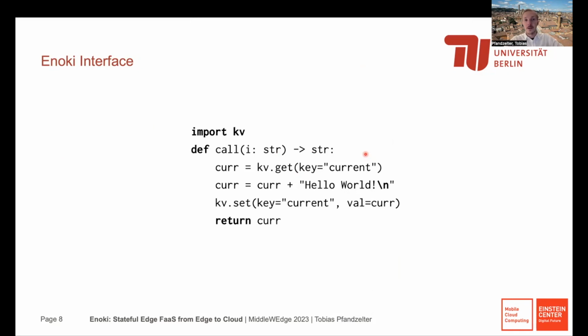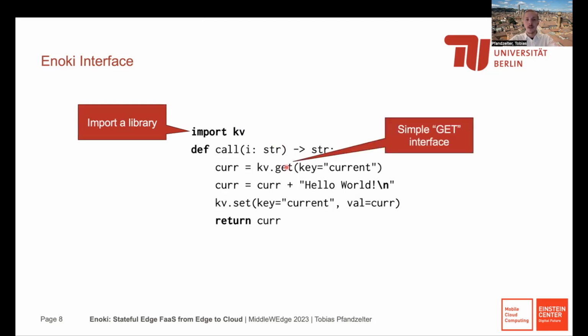So this is what the interface could look like. We simply import a library that has all the access methods and APIs that we need in a function. And we have this typical serverless function header, where you define a function that's invoked for every call to the FaaS platform for that specific function, and that's an input and an output.